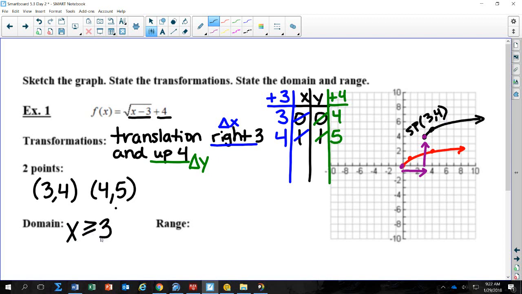For my range, what is my lowest y value? My starting point is at 3, 4, so my lowest y value is 4, right? And then my function only goes up from there. See how it starts at 4 and then goes up? So my y values have to be greater than or equal to 4. Any questions about that?